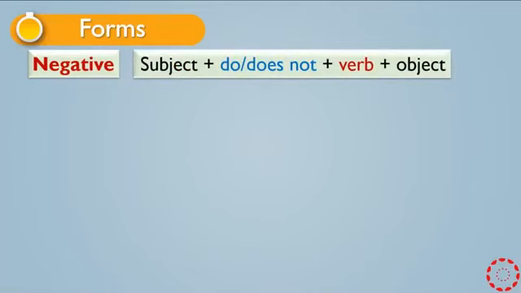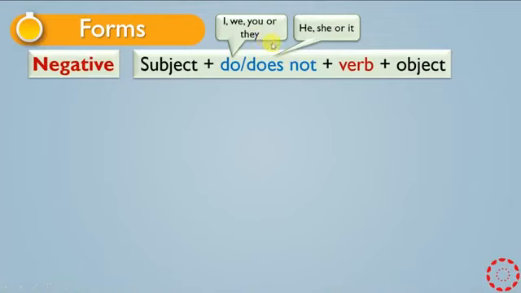Now, how can we negate the present simple form? We negate the present simple form by adding do not or does not. At the beginning, be careful, we have subject plus do not or does not plus verb, and then we have object. We use do with these subjects, I, we, you, or they, and we use does not with these subjects, he, she, or it.